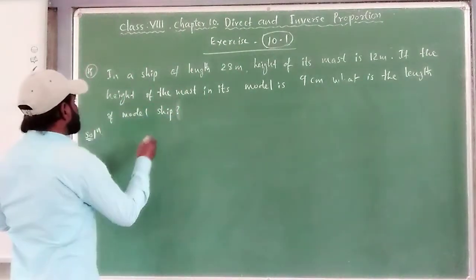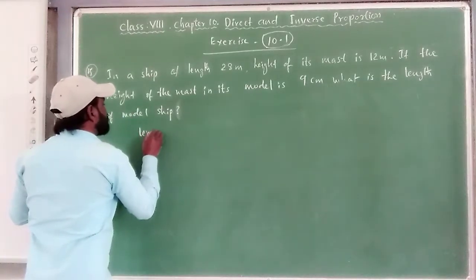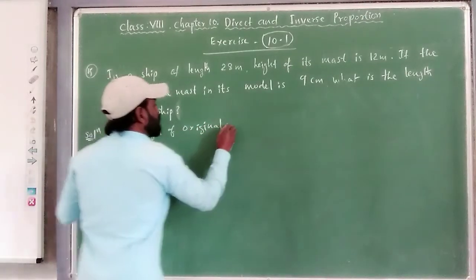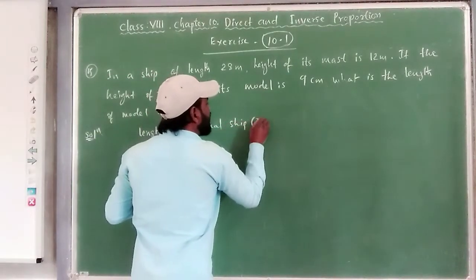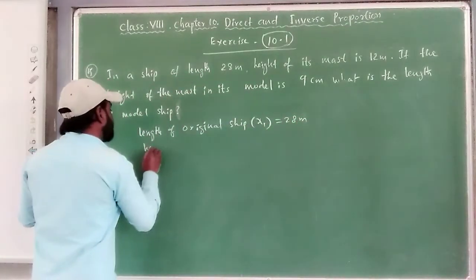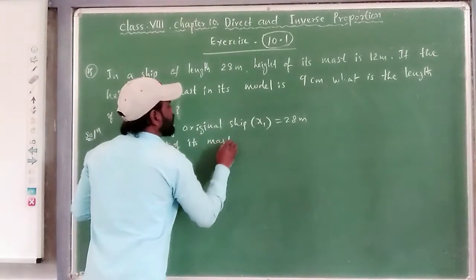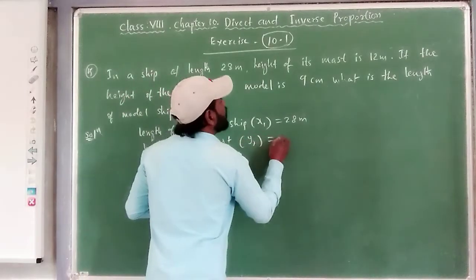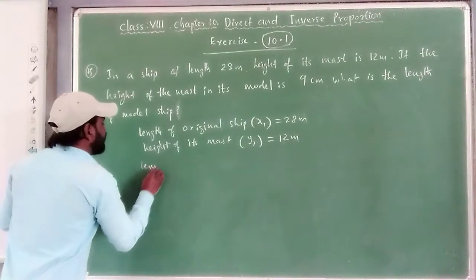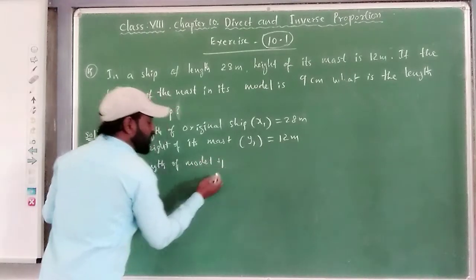First, we should write the length of the original ship. I am taking it as x1, that is 28 meters. The height of its mast, I am taking as y1, that is 12 meters. Next, the length of the model ship, which we are actually finding.